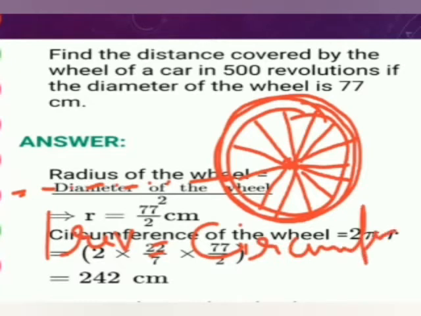So that means we have to calculate the circumference of this wheel, and once we have calculated the circumference, since the wheel is taking 500 revolutions, we will multiply the circumference by 500 revolutions, and it will provide us the distance covered by the wheel in these 500 revolutions. So let's proceed with the question now.